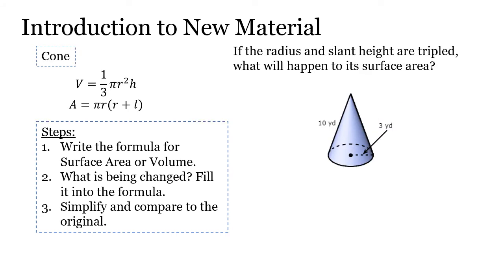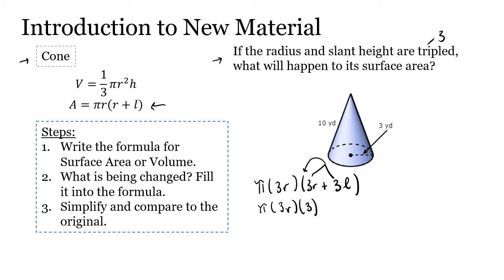Alright, let's talk about the next shape, a cone. If the radius and slant height are tripled, what will happen to its surface area? So we're talking about surface area, we're going to use this formula. So I would do pi, and then it's going to be 3r, because both of them are tripled, and then 3r again, plus the slant height is 3 times bigger, so 3l. Now, actually, I can simplify this in the following way. Both of these terms have a 3, and I can pull it out like this. That's called undistributing. Now this 3 and this 3 are going to multiply and give me 9, so I know that it has to be 9 times bigger. Surface area is 9 times bigger when the radius and slant height are tripled.